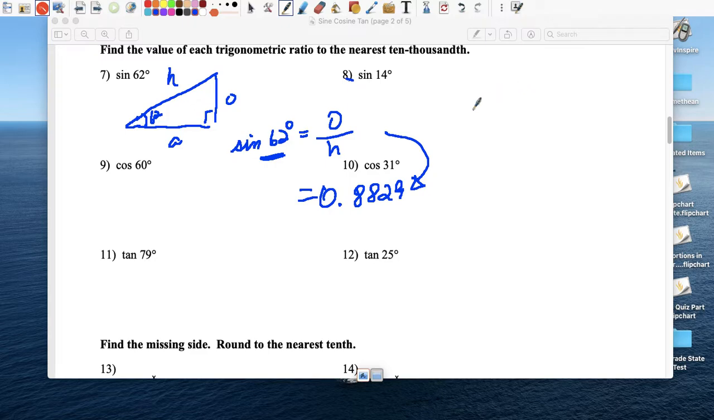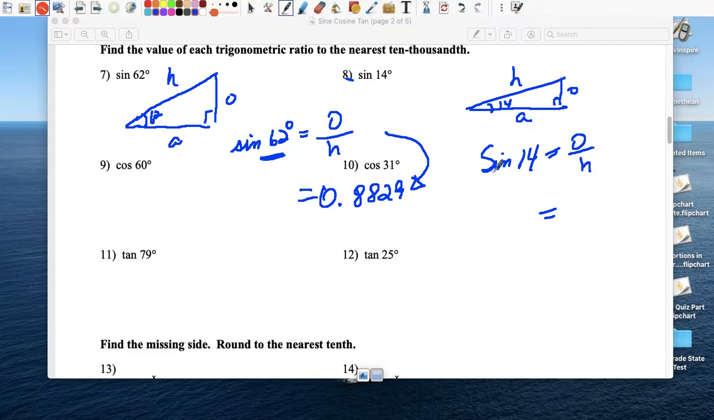Sine of 14. So again, here's a triangle. Here's your 14-degree angle. This is the hypotenuse, opposite, and adjacent. So if you had a 90-degree triangle, that angle was 14, and you took the opposite over the hypotenuse, you would get a certain value. In this case, you press second function, sine, 14, enter, and you would get 0.2419. Okay, so that's what you're looking for.